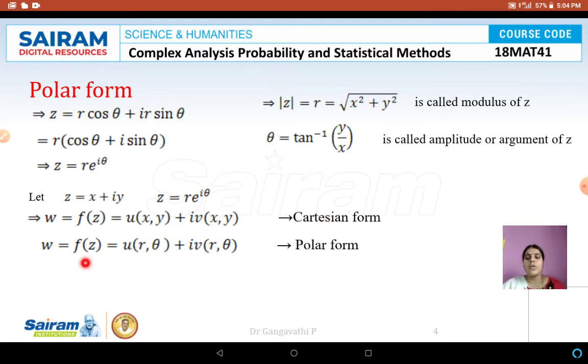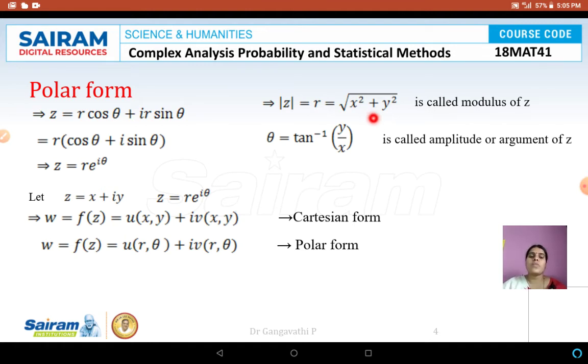The same w, which is again f of z, if it is u plus iv, where u and v depend on r and theta, then we call it a polar form. So these are the things that we need to remember. z is equal to x plus iy is a complex number or a complex function in Cartesian form, and z is equal to r e to the power of i theta is a complex function in polar form. Coming next, consider the modulus of z. Mod of z is nothing but r, which is equal to the square root of x square plus y square. How exactly do we do this?